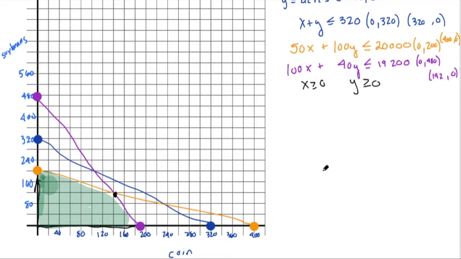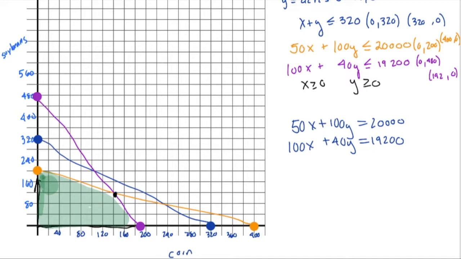So if we're just looking for where they intersected, that's really a system of equations. We're basically taking the orange line of 50x plus 100y equals 20,000, and the purple line of 100x plus 40y equals 1,920. If we solve this system of equations, we will find the point of intersection for those two lines. Well, great, it's really not too bad of a system to solve.